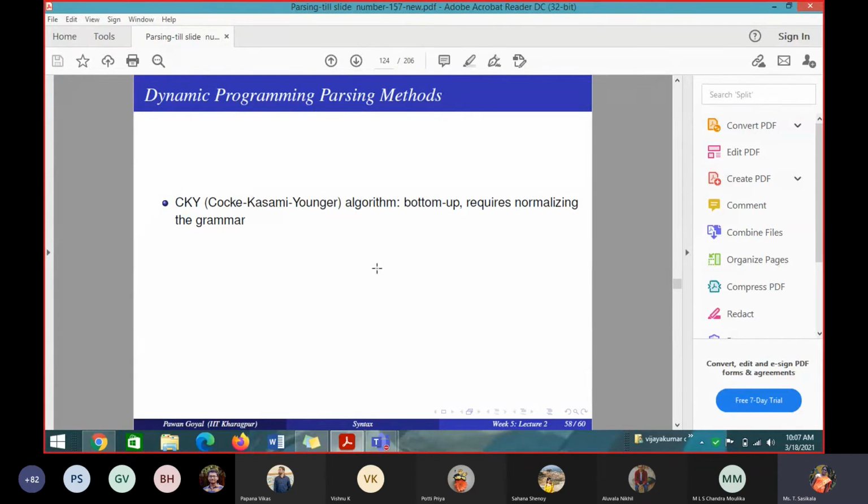But when you are applying the CKY algorithm to your grammar to construct a parse tree, you cannot directly apply the grammar which is given in the problem. You have to make some modifications to the grammar based on the CKY algorithm. The CKY algorithm will work based on some modification of the grammar.